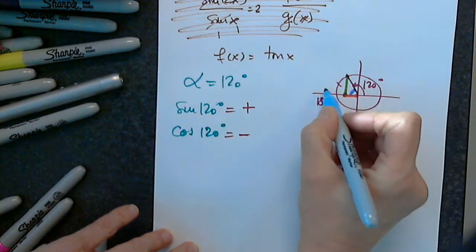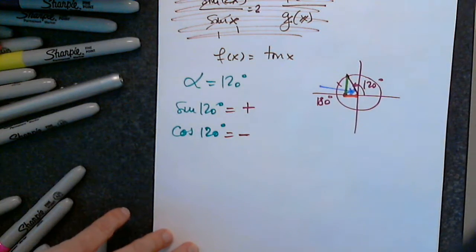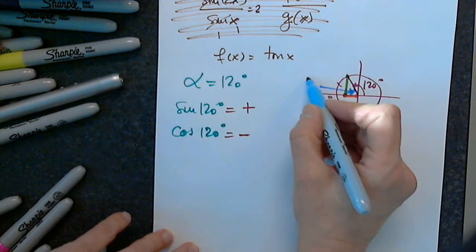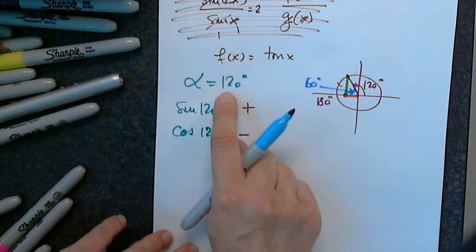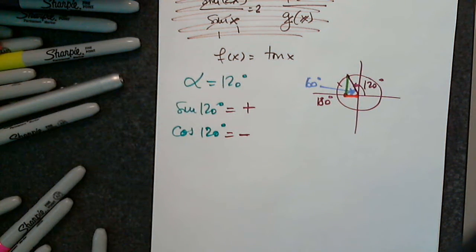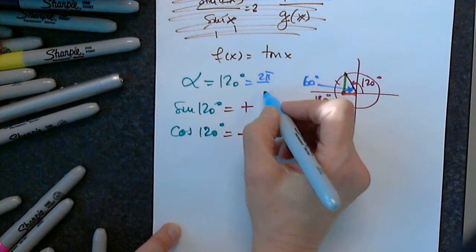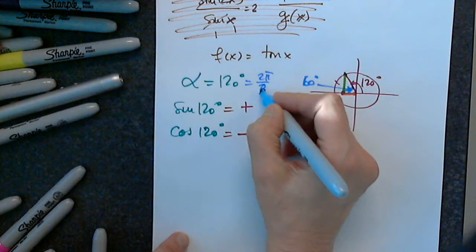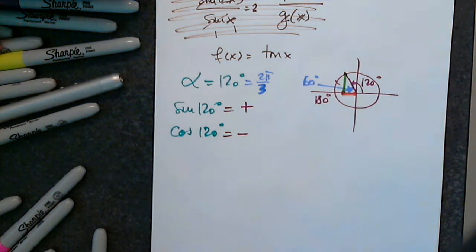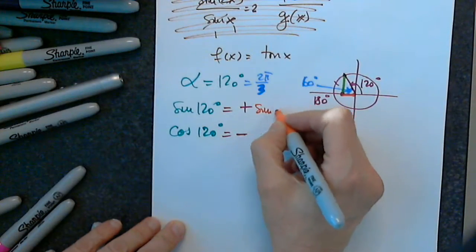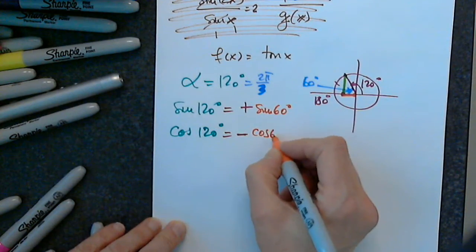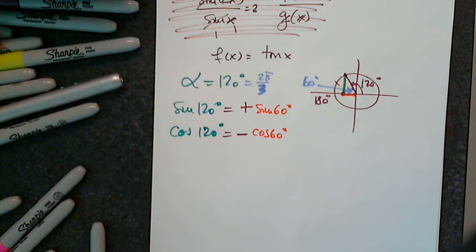Then I find the reference angle. So what is the reference angle? 60. Yes. When I start with 120, I will keep everything in degrees. If you want to change it into radians, then you will have to write 2 pi over 6. I'm sorry, I meant 3, of course. It's up to you, but keep it all either in degrees or all in radians. Good. So now the answer here will be sine 60 degrees, and here will be cosine 60 degrees. And now I'm ready to identify what they are.